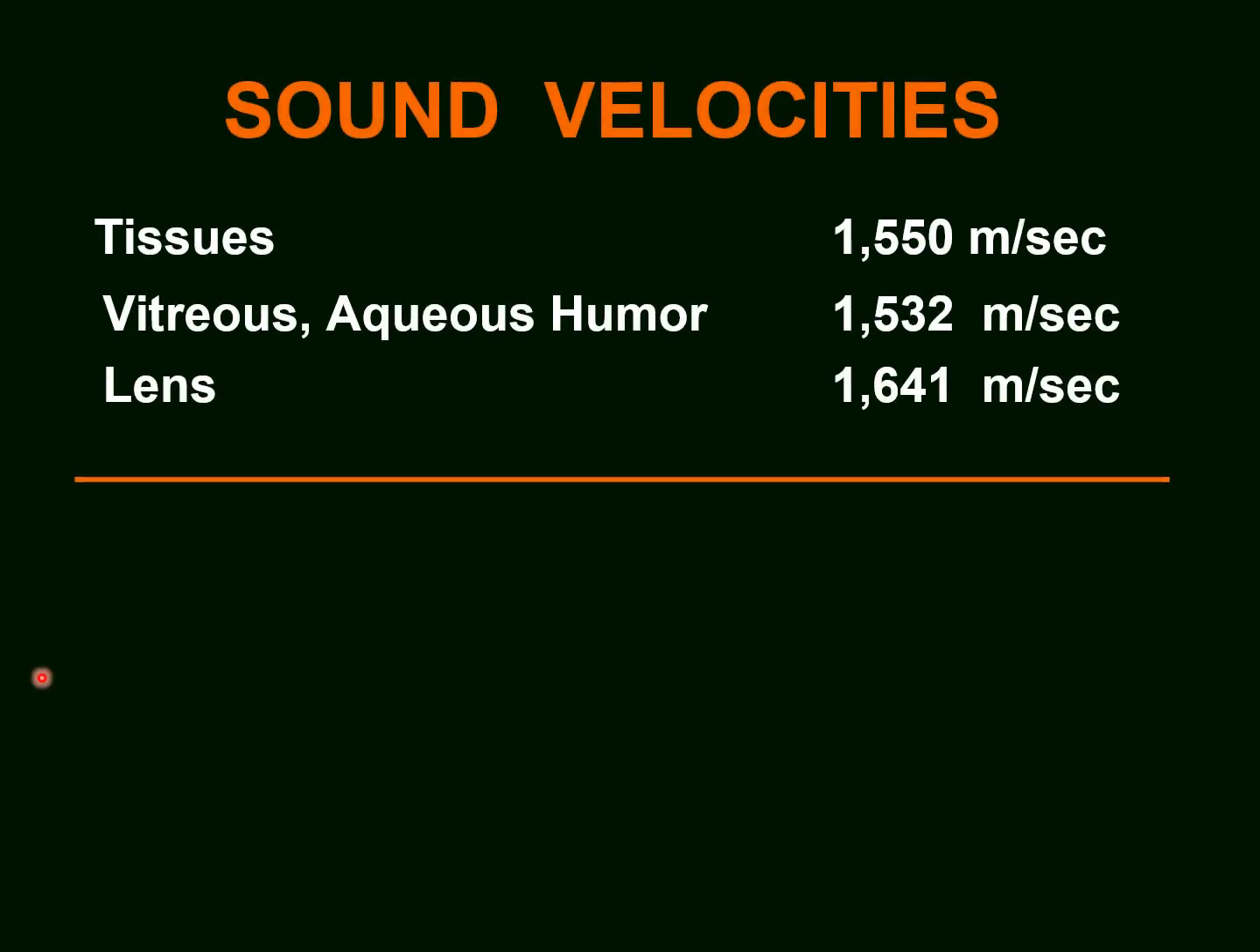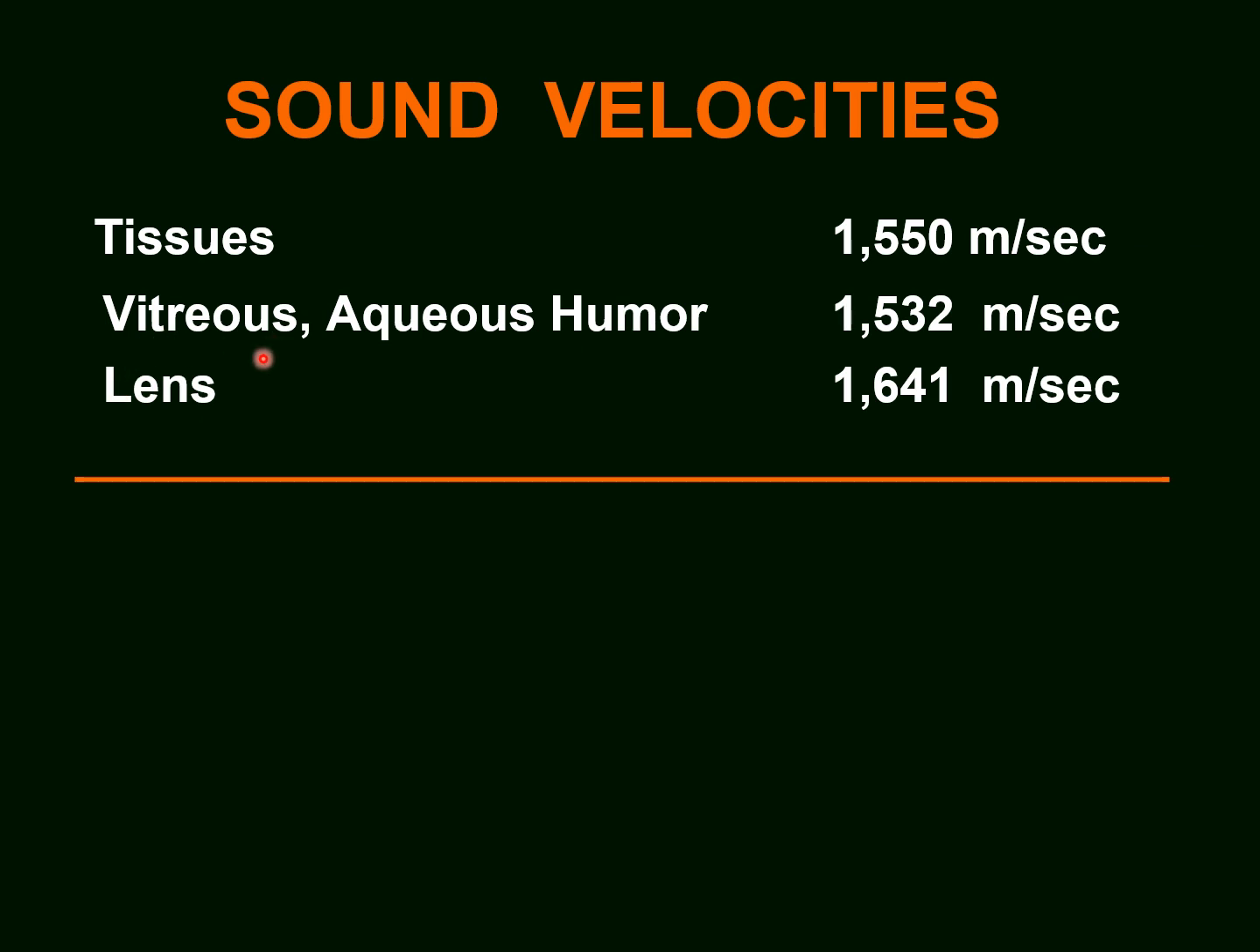the sound velocities depend on the acoustic properties of the medium. Generally, we assume in tissues of the eye and orbit a velocity of 1550 meters per second. We do not know the precise velocities in various tissues as they cannot be evaluated in this regard while in a living stage.